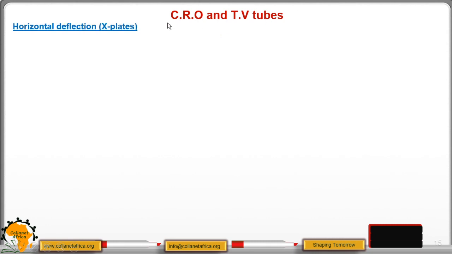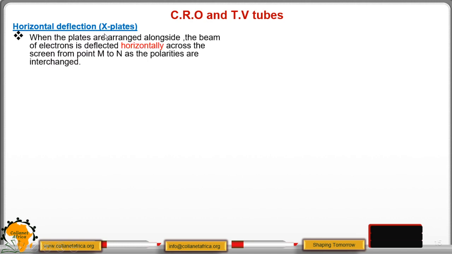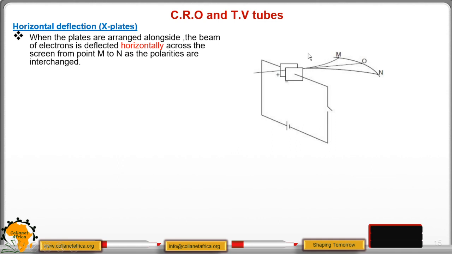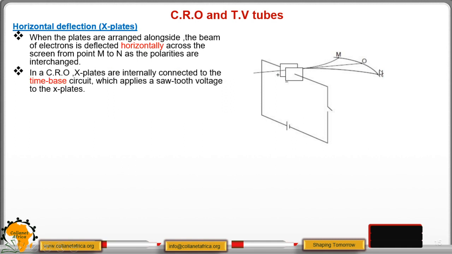In here we are going to start with horizontal deflection, or what we call the X plates. Now when the plates are arranged alongside, the beam of electrons will be deflected horizontally as shown in our diagram. It will be moving from N through O to M. And if the polarities are interchanged, you will find now it will be moving from M through O to N. So this is what we call the X plates, the way they are arranged alongside.